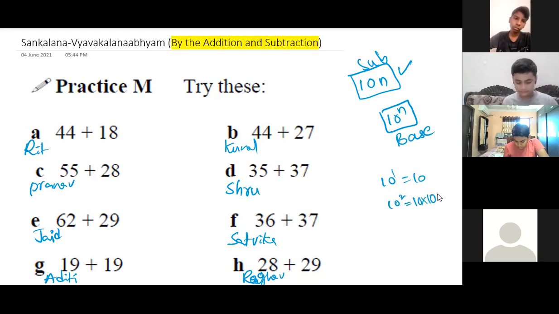10 into 10, that will be? 100. 10 power 3 means? 1000, sir. Yes, 10 into 10 into 10, that is 1000. So these numbers are called base numbers.